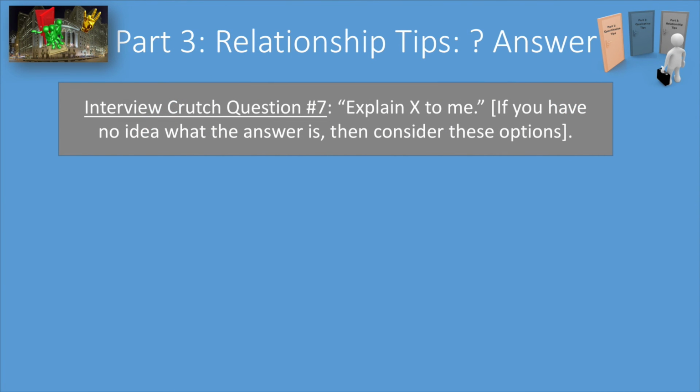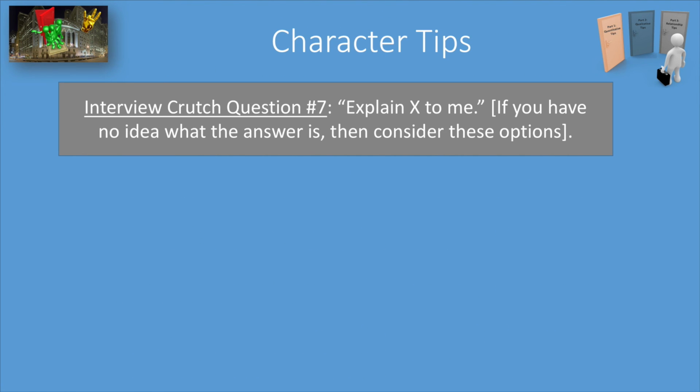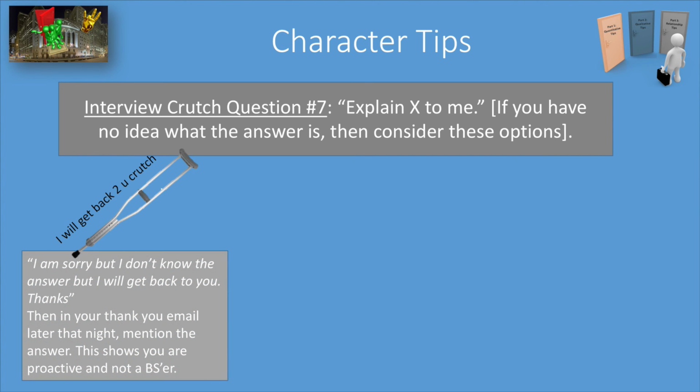Okay, this is the last one. Interview crutch question number 7, relationship tips. Okay, explain X to me, right? If you have no idea how to answer that, then here are some character tips for you, okay? The "I'll get back to you" crutch. You can say, I'm sorry, but I don't know the answer, but I will get back to you. Then in your thank you email later that night, mention the answer. This shows that you're proactive and not a BSer.